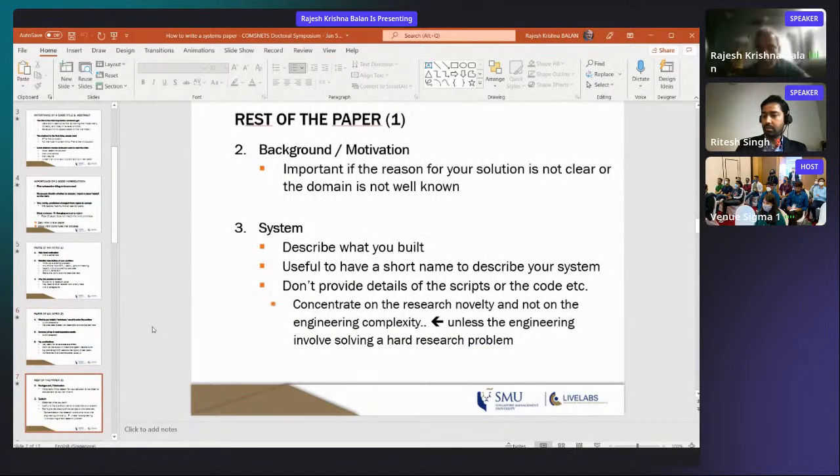Okay, then the rest of the paper, I'm going to go faster because we only have half an hour, so I want to end in like 15 minutes. We started a little late.